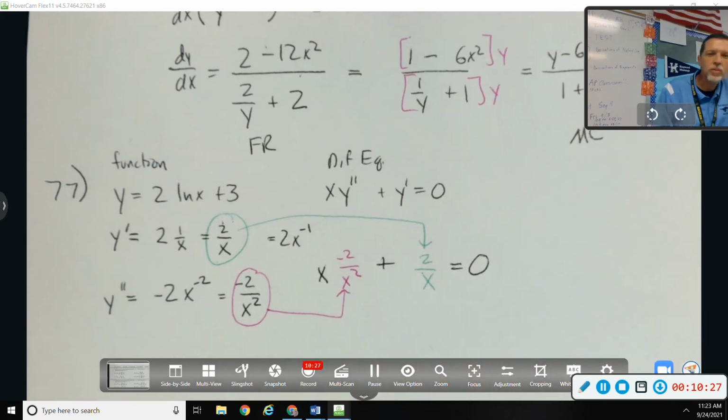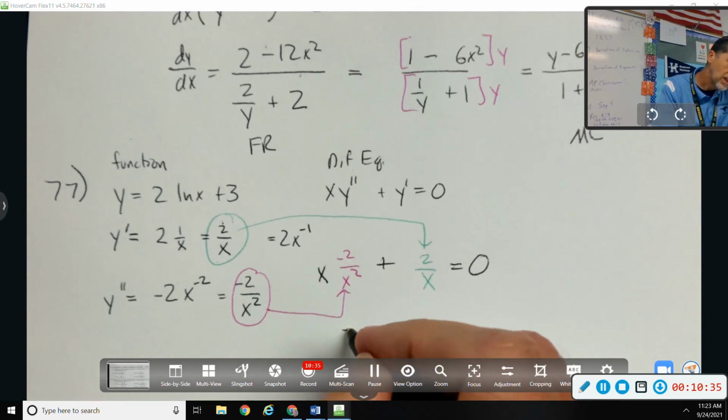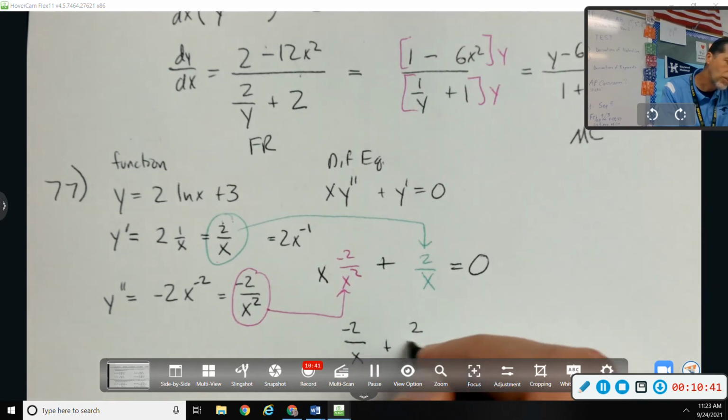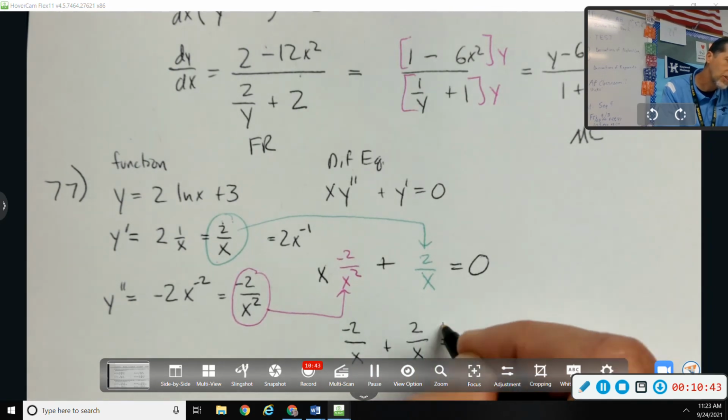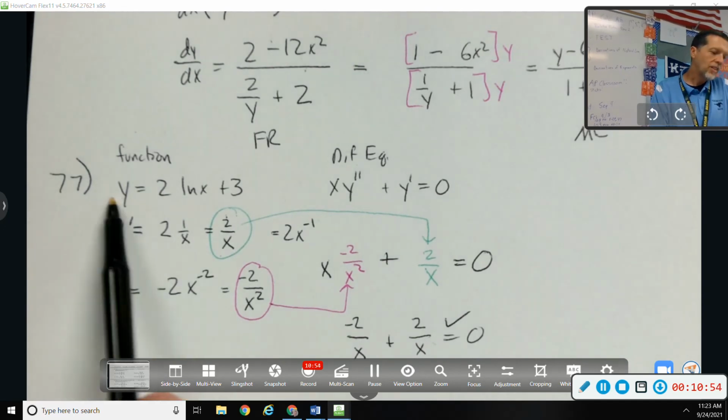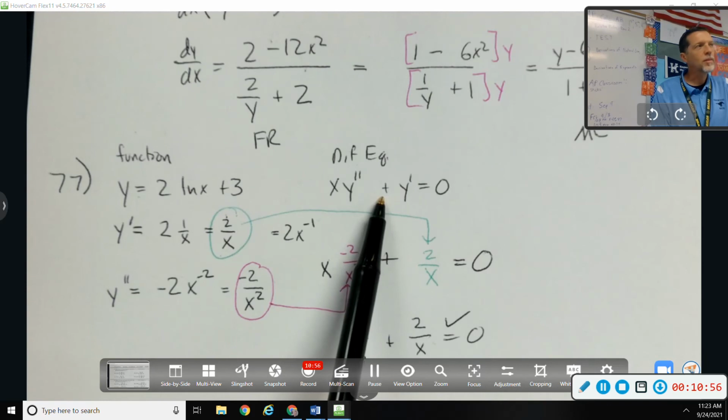So I substitute in the second derivative, substitute in the first derivative, and let's see, one of the x's cancels. Negative 2 over x plus 2 over x equals 0. Yes, it does. So you don't even have to find x. You didn't have to find x. It was just show that this is a solution to this.